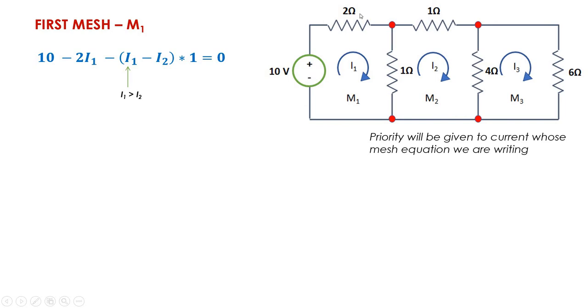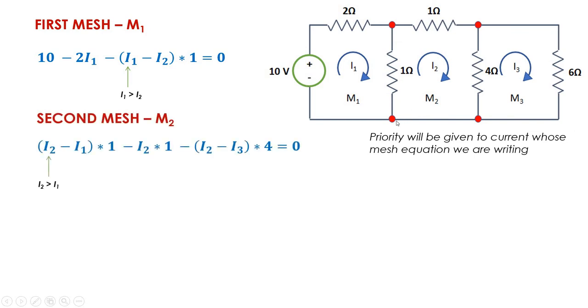Okay, so this will be 10 minus 2I1 minus (I1 minus I2). So why have I written it like this? I'm writing the mesh equation for which mesh? M1, right? So I1 is the current in M1. I will give the priority to I1 here. So giving the priority means I will consider that I1 is greater than I2 here. So for this common branch, I will write I1 minus I2, considering that I1 is greater than I2 in this case. Now this condition will change when I'll be writing the equation for the second mesh.